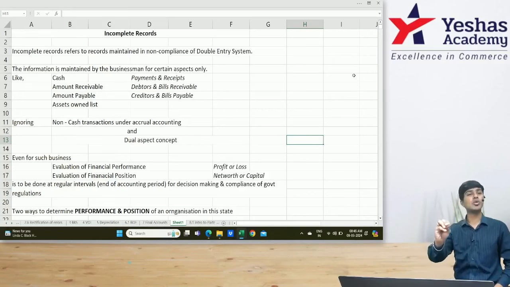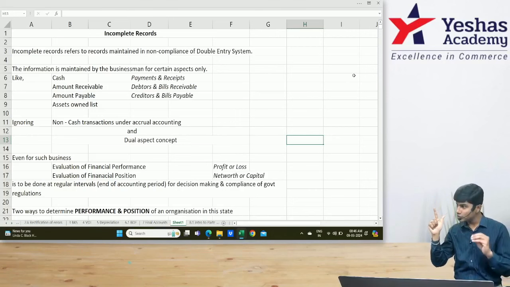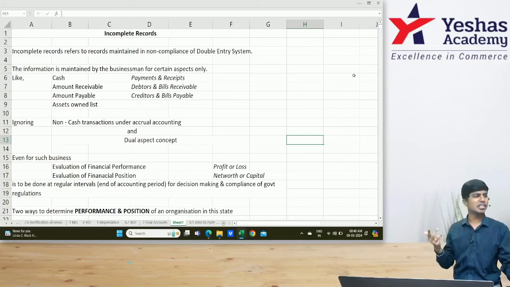When such a person comes to you for help, how many ways do you have to complete his accounts? Two ways. Number one, statement of affairs method. Number two, conversion of single entry to double entry. Conversion of single entry to? Very good.